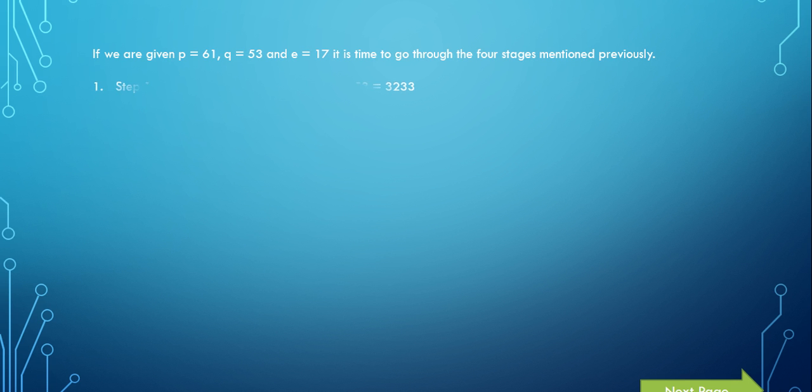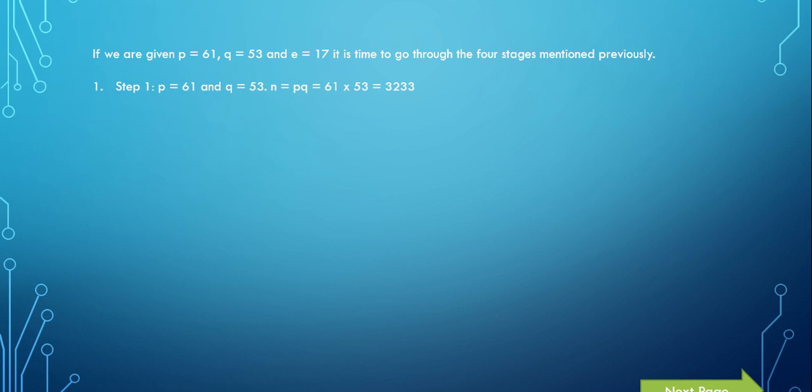So step 1, PQ equals N. We have to figure that out. So P equals 61 and Q equals 53. So we just figure out 61 times 53. Once again, if you want to use a calculator, feel free. Calculators would be supplied in this test situation anyway. And this equals 3,233.